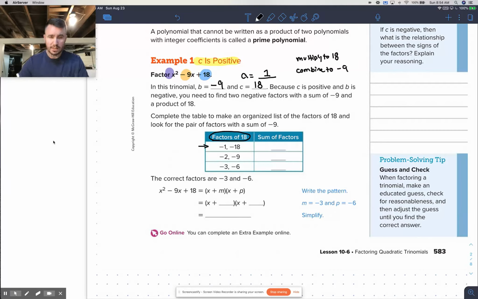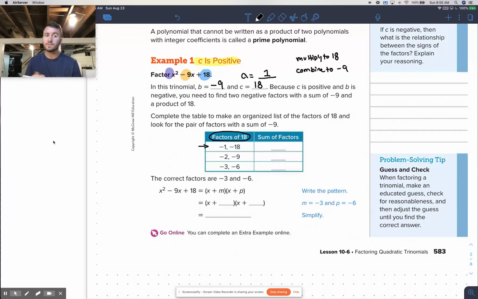So why does it have to be negative? Think about it for a minute. If you add things together, if they're both positive, are you going to end up with a -9? Think about it. No, you're not going to. Like if you had a +5 and a +10 or whatever, is it going to give you a -9 when you add them together? No, it's not.